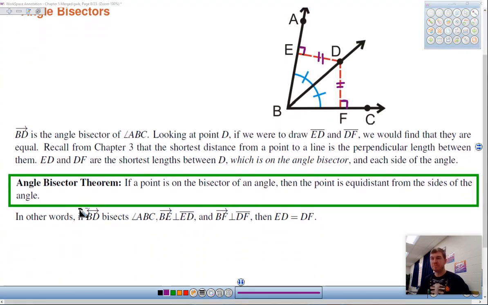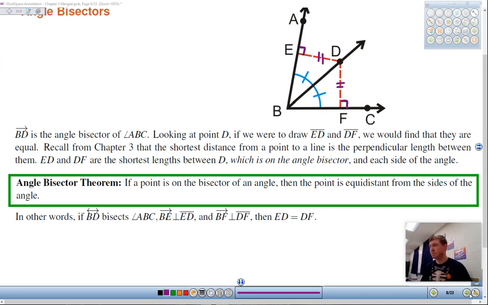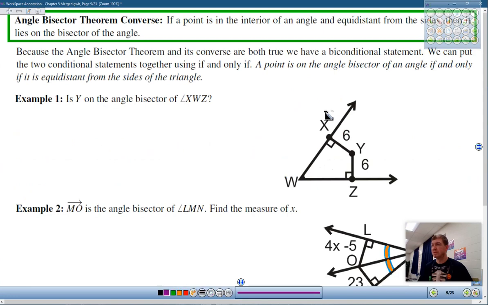Angle bisector theorem. If a point is on the angle bisector, so any point on ray BD here, is equidistant from the sides of that angle. In other words, if line BD bisects angle ABC, BE is perpendicular to ED, and BF is perpendicular to DF, then ED is equal to DF. A little wordy, but hopefully you get it.